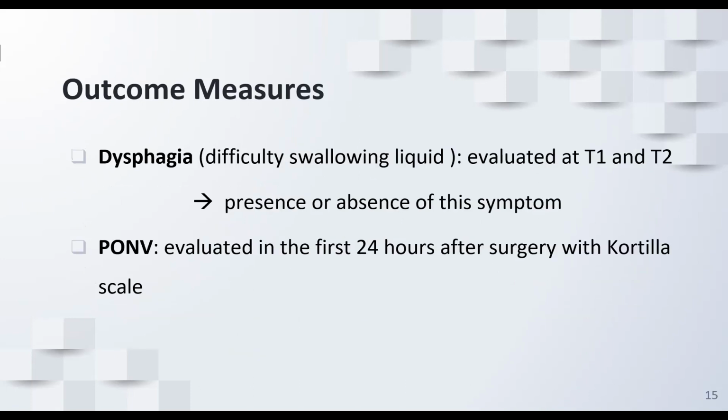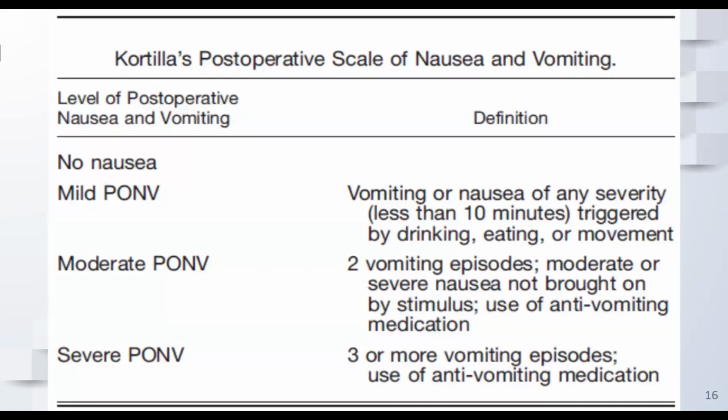For dysphagia, it was evaluated at T1 and T2, and the criterion was difficulty swallowing liquid. The patients were assessed for the presence or absence of this symptom, and PONV was evaluated in the first 24 hours after surgery with the Cotilla scale. The Cotilla scale divided post-op nausea and vomiting into 4 levels: no nausea, or mild, moderate, and severe PONV.